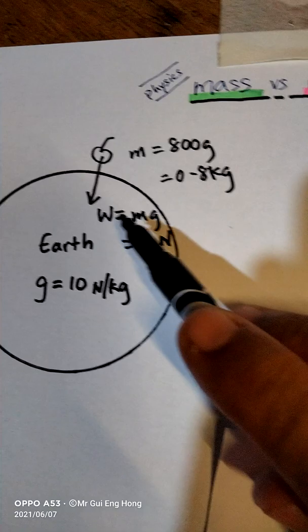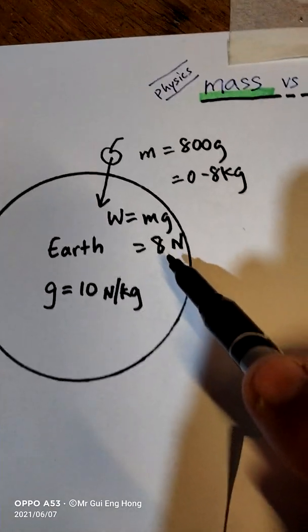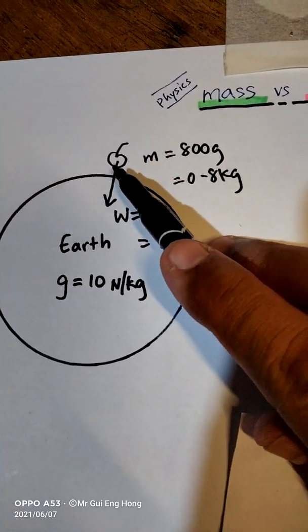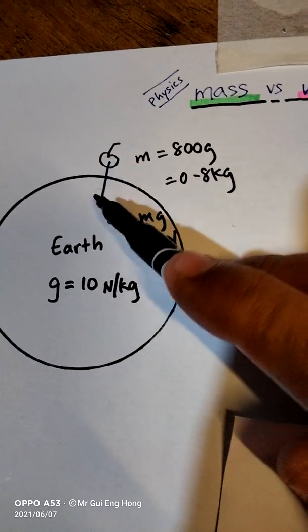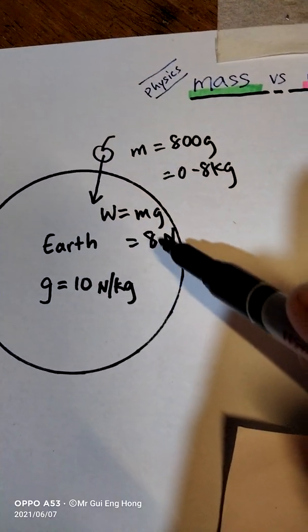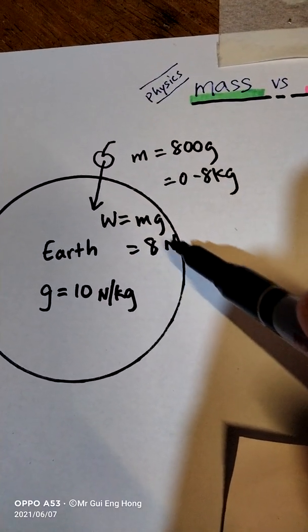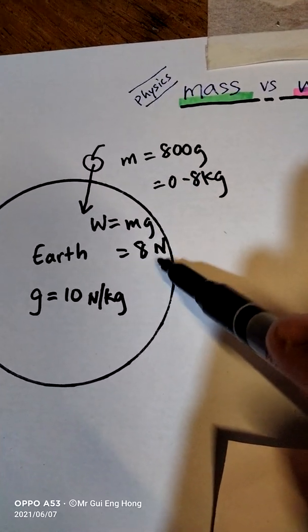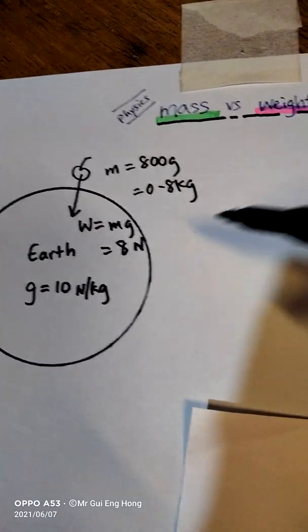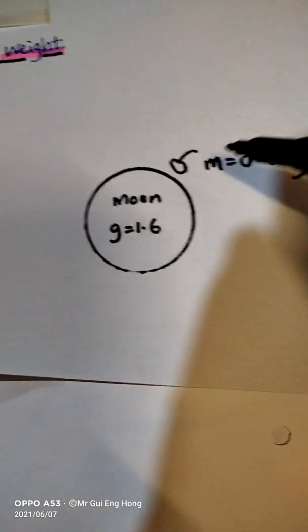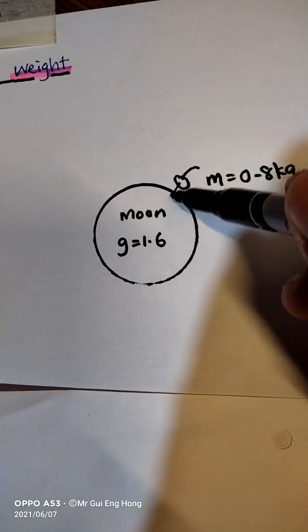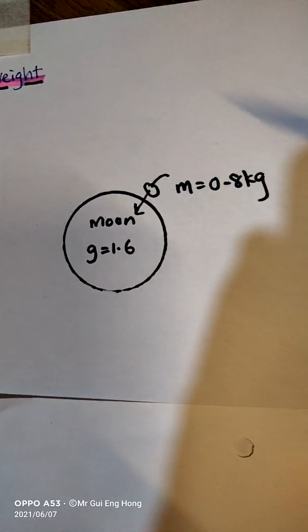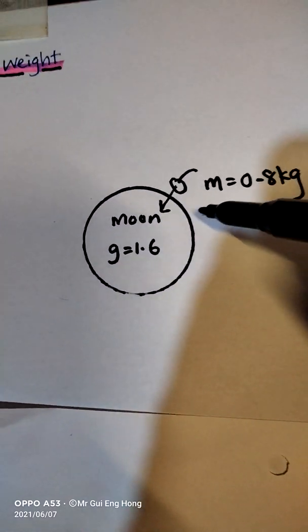Take note that the unit for weight is Newton. It is a force. So the apple is attracted towards the center of the earth with a force of 8 Newton, and we call this the weight. So mass is not weight. Weight is not mass.